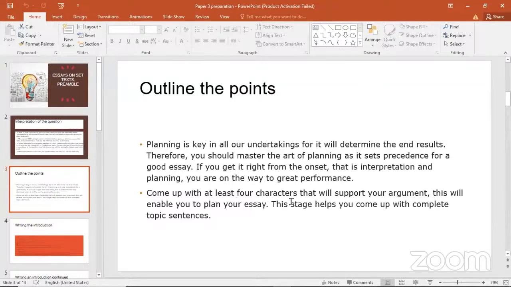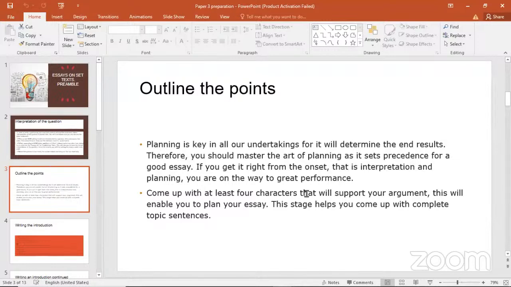Come up with at least 4 characters that will support your argument. This will enable you to plan your essay. This stage helps you to come up with complete topic sentences. So now you've identified the question. Now the question you're answering is, which characters would bring out these aspects that I'm talking about?